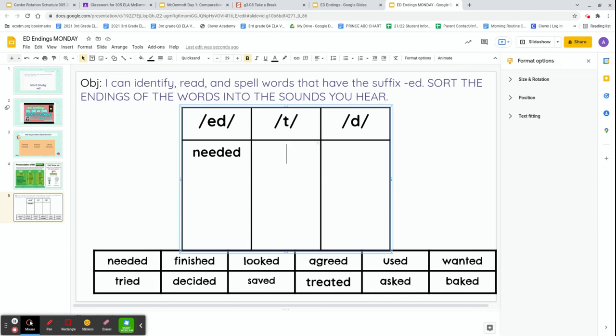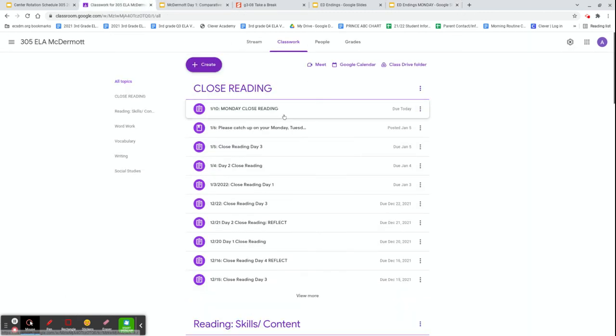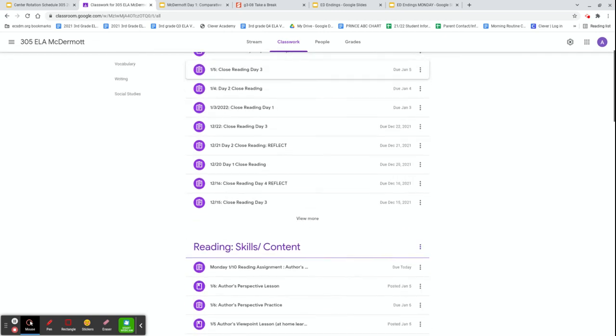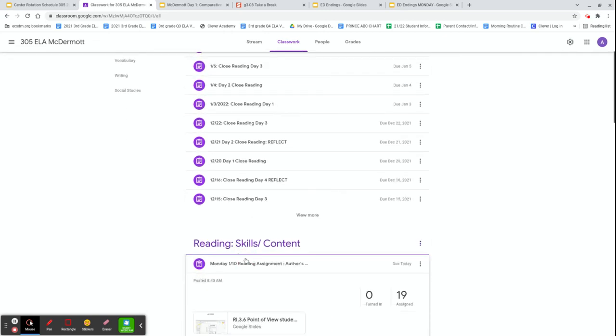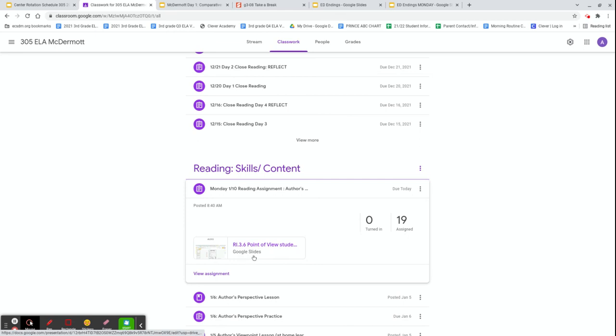Okay. So on your Google Classroom, it's a little different today. I am testing your reading levels, so I'm not pulling guided reading. So you're going to do what you normally would do in your centers. Close reading, you're going to have your reading skill. We're doing the same skill as we focused on last week. So we're opening up the point of view slides.